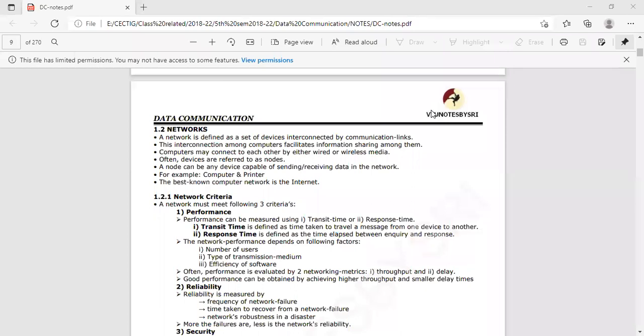So what is this network? There are a huge number of devices, n number of devices connected. Each of us has a smartphone, a laptop, a desktop, a tab, a router, anything. So all these n number of devices need to be connected, and to be connected we need something called a network. A network is a connection between n number of devices via some links.